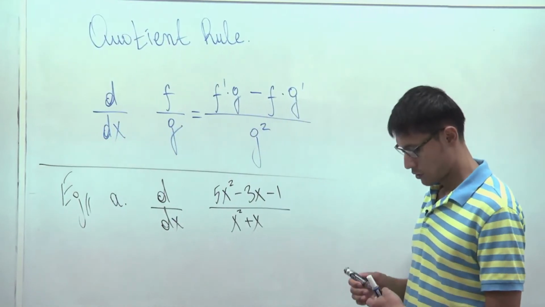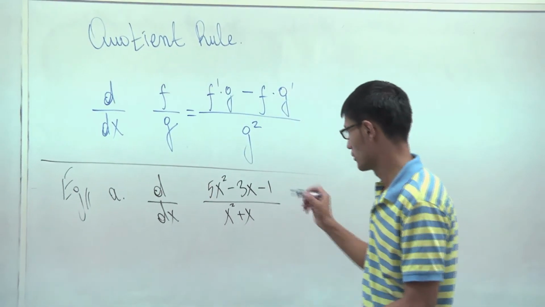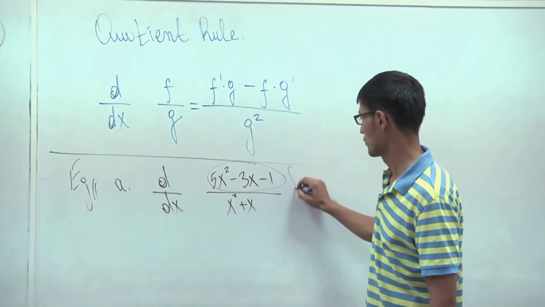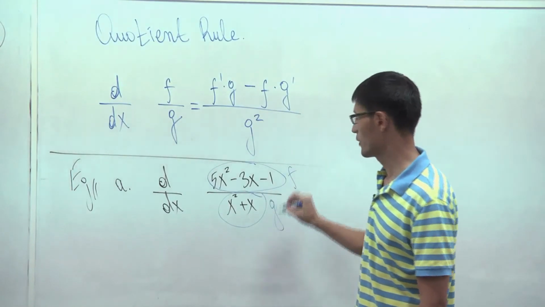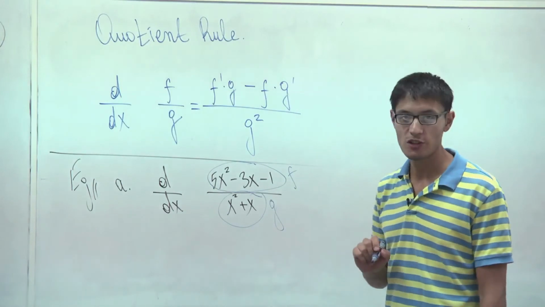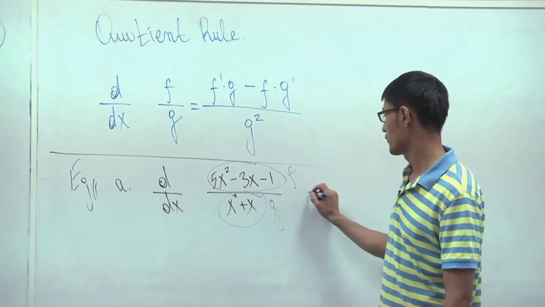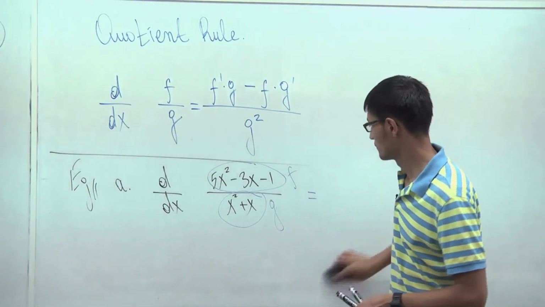Okay, so we have a function on top. This whole thing is one function. Think of it as f divided by another function, g. We need to use the quotient rule to take the derivative. So let's follow the formula and see where it takes us.